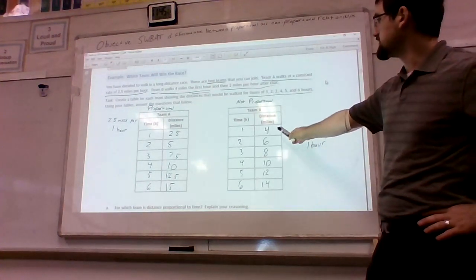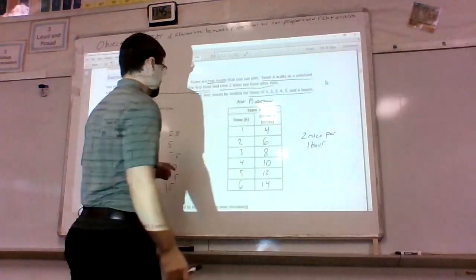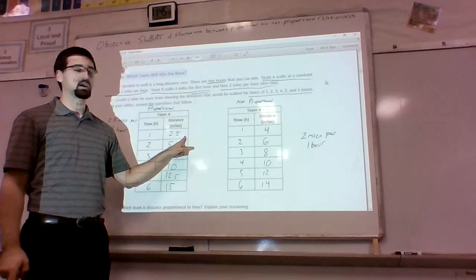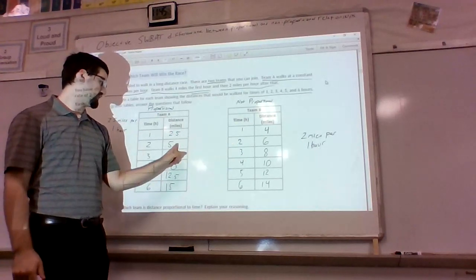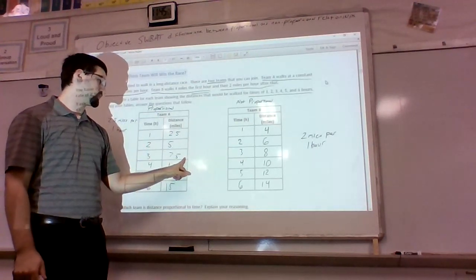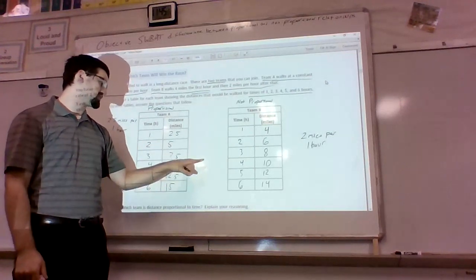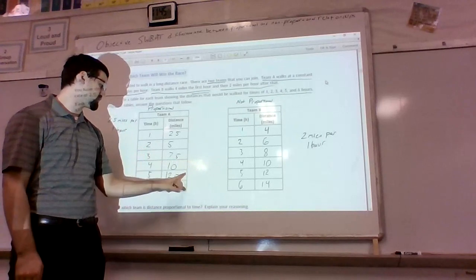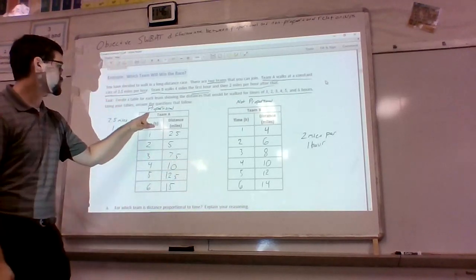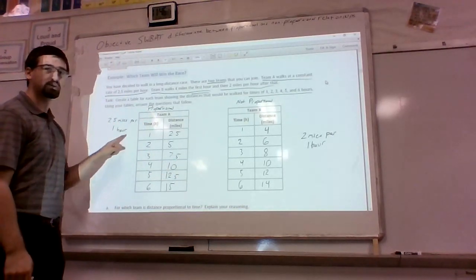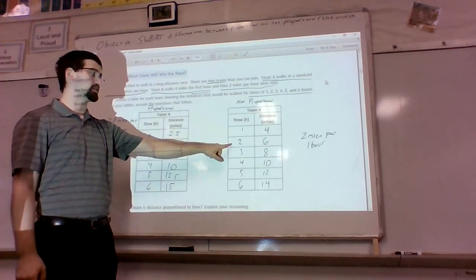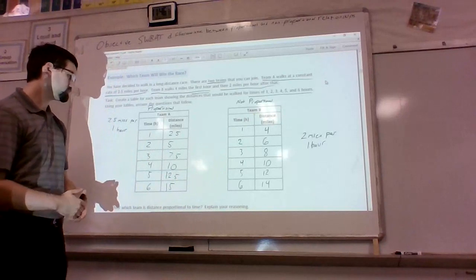Well, let's just look at the distances. So after 1 hour, they're clearly winning. They would have traveled more miles. After 2 hours, they're still winning. After 3 hours, they're still winning. After 4 hours, they're tied up. And then after 5 hours, this team starts winning, because they're traveling faster overall. This team traveled fast at the start and then slower after that.